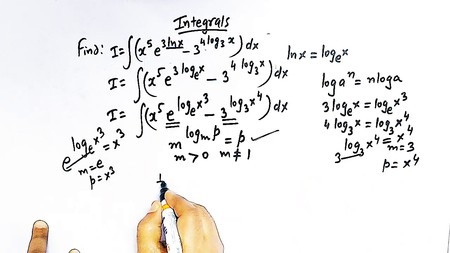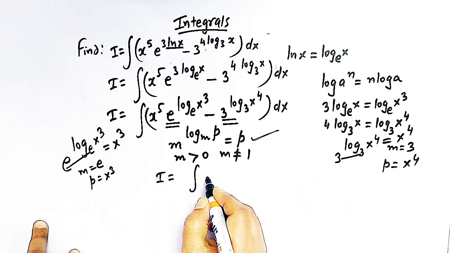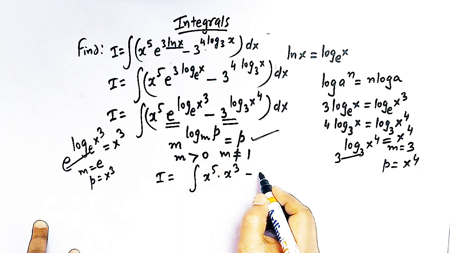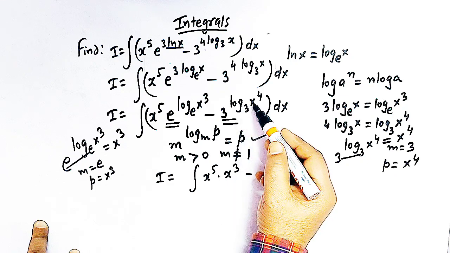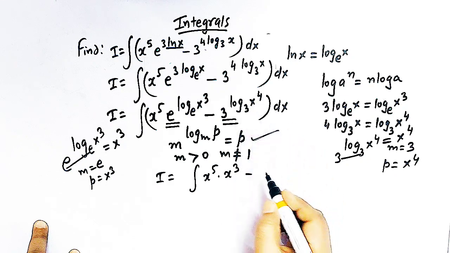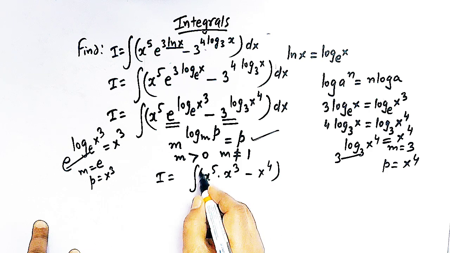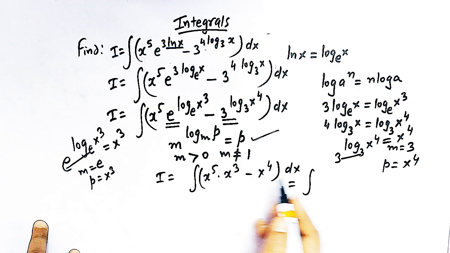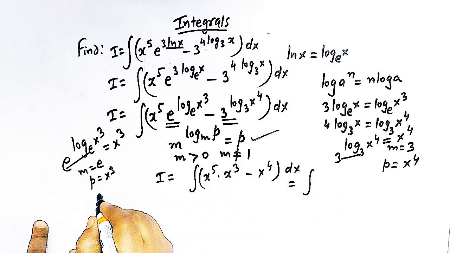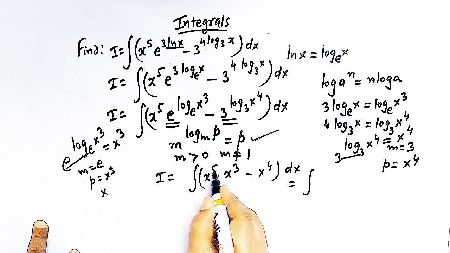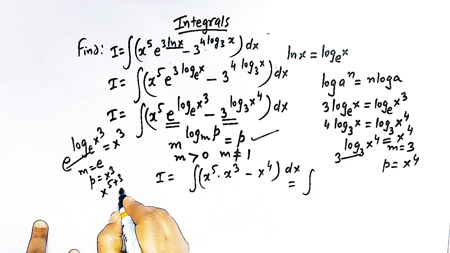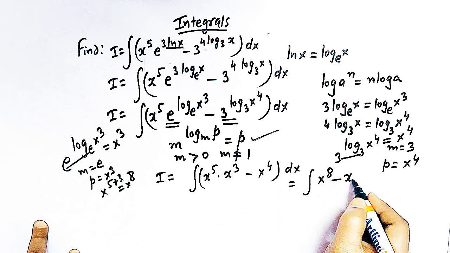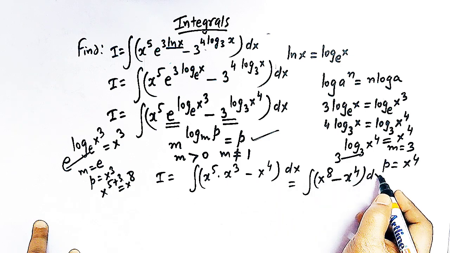So now we have the integral I as integral x raised to 5 times x cube, minus 3 raised to logarithm of x raised to 4 to the base 3, that is simply x raised to 4, and here we have dx. So now we have here 5 plus 3, 8, using the laws of exponents, that is the bases are the same, so we can add the exponents. So we have x raised to 8, then minus x raised to 4 and dx.